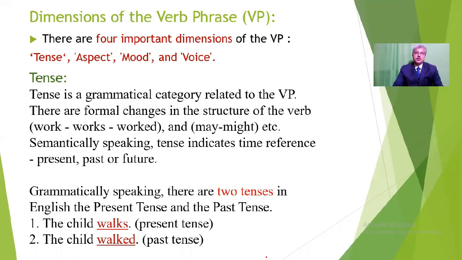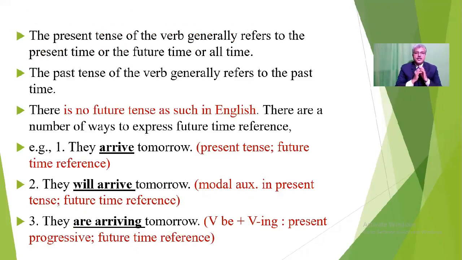Dear learners, we should remember that grammatically speaking, there are only two tenses in English: the present tense and the past. For example, the child walks, present tense. In the second example, the child walked. This is the example of past tense. The present tense of the verb generally refers to the present time or the future time or all time. The past tense of the verb generally refers to the past time.